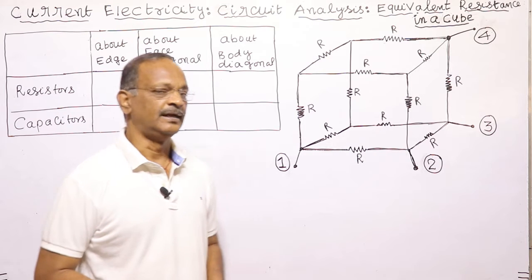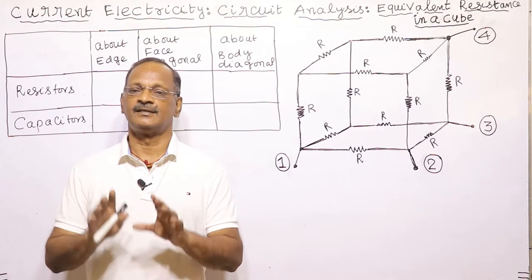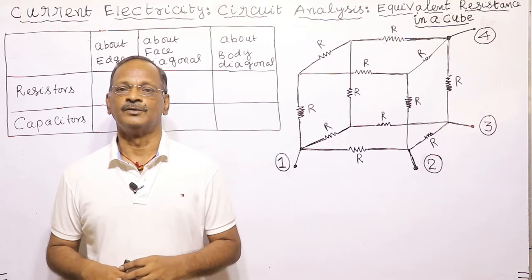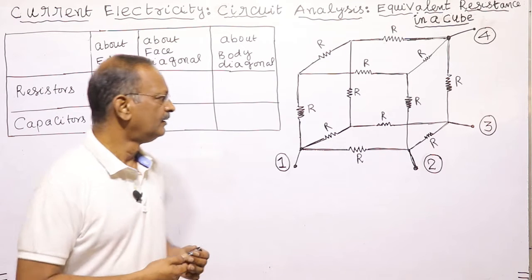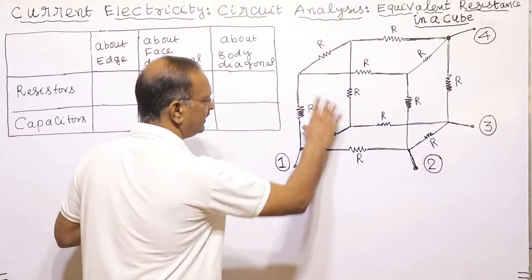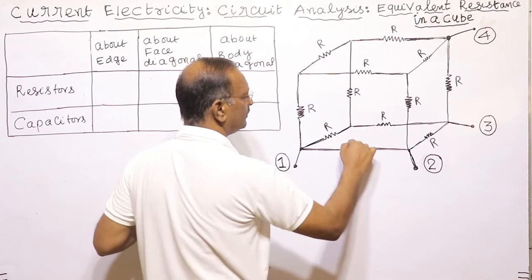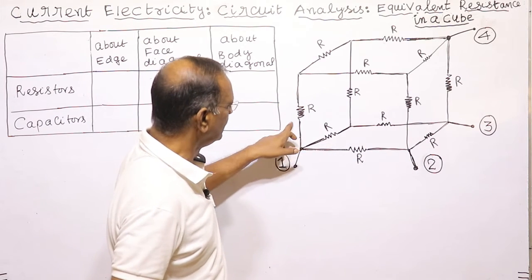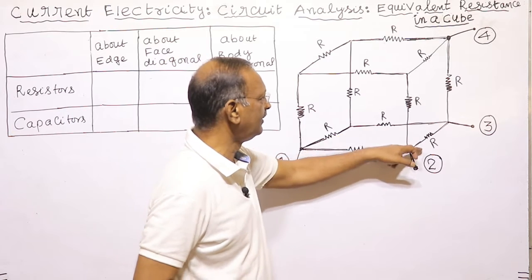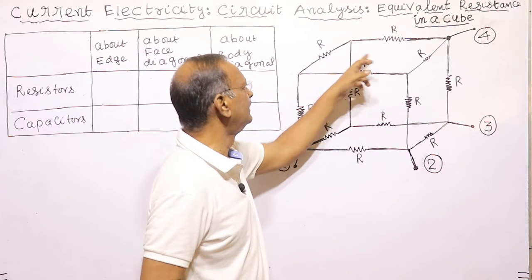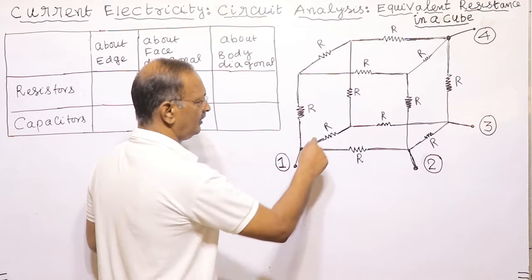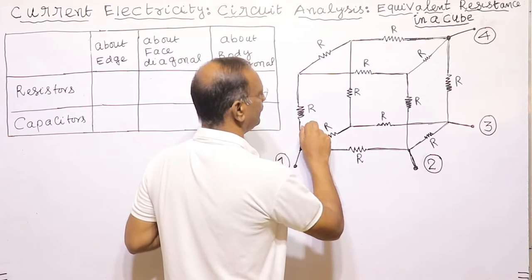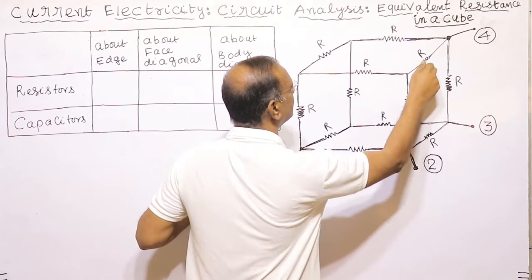Welcome students. Today we are going to discuss the resistance in a cube. What is a cube? We know a cube. All these faces: 1, 2, 3, 4, 5, 6. There are 6 faces and 12 edges: 1 edge, 2 edge, 3, 4, 5, 6, 7, 8, 9, 10, 11, 12.